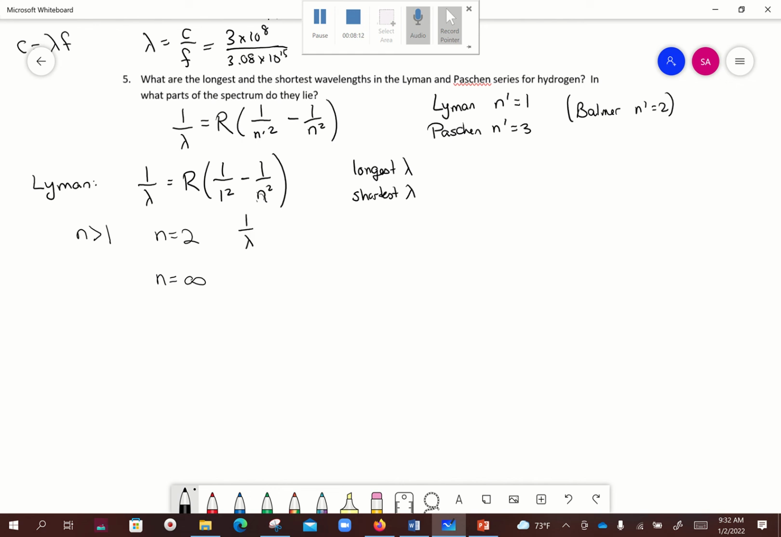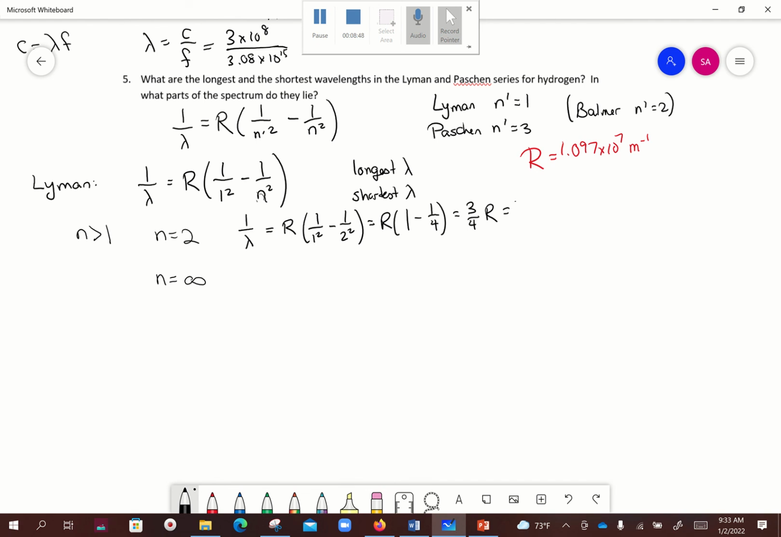So I got 1 over lambda is equal to the Rydberg constant times 1 over 1 squared, which is just 1, minus 1 over 2 squared. Okay, so that's the Rydberg constant times 1 minus 1/4. So it's 3/4 of the Rydberg constant. What's the Rydberg constant? Let me write it up here. I'll put it in red. R is equal to 1.097 times 10 to the 7, and the units are per meter.